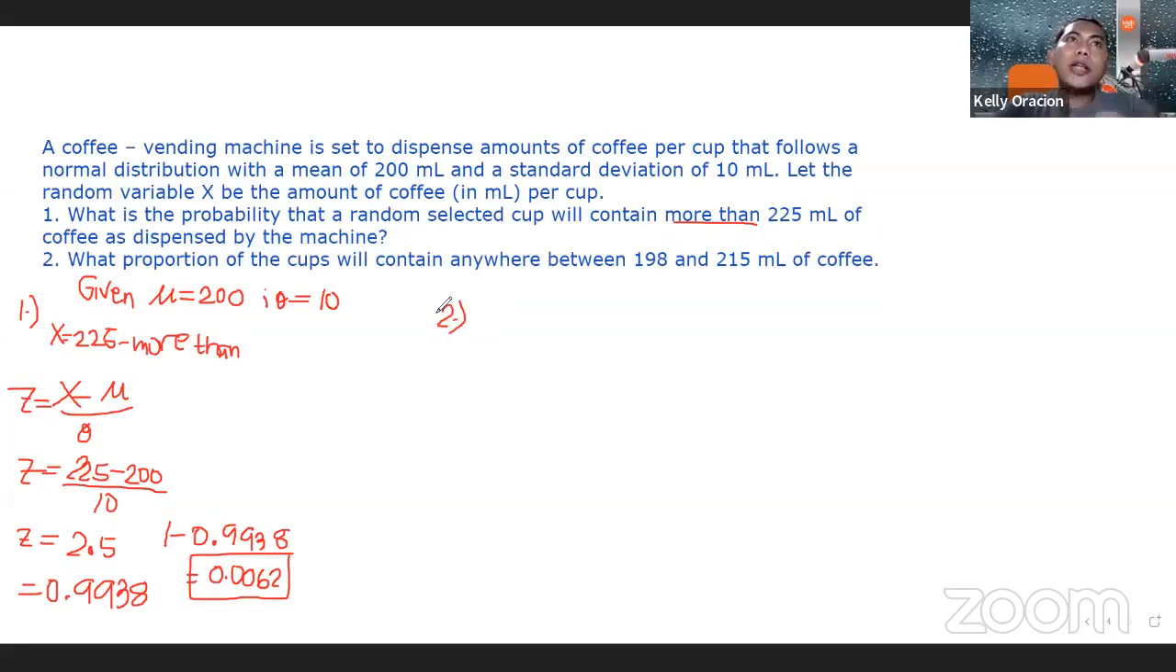For item number 2 naman, between ang kondisyon. Ano ang gagawin pag between? You are going to subtract the tabular values of two z-scores. Then you will get the area or the proportion. So our x here is 198, and the other x is 215.